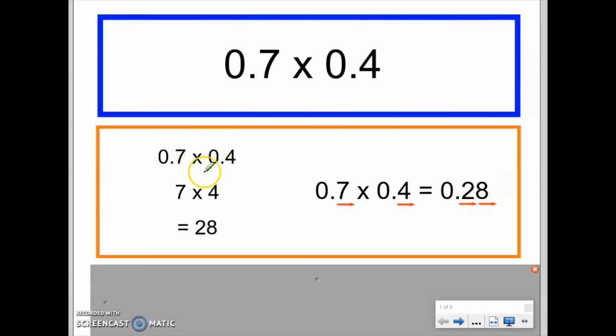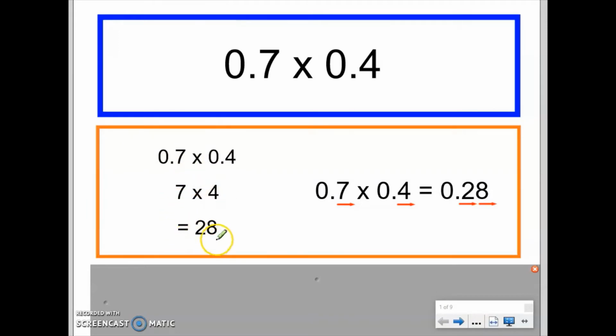So here's my original question, 0.7 times 0.4. The first thing I'm going to do is ignore these decimal points. So I'm just going to calculate this as if those decimal points were not there. That leaves me with the question 7 times 4. So rather than 0.7 times 0.4, I'm just working out 7 times 4, which is 28.